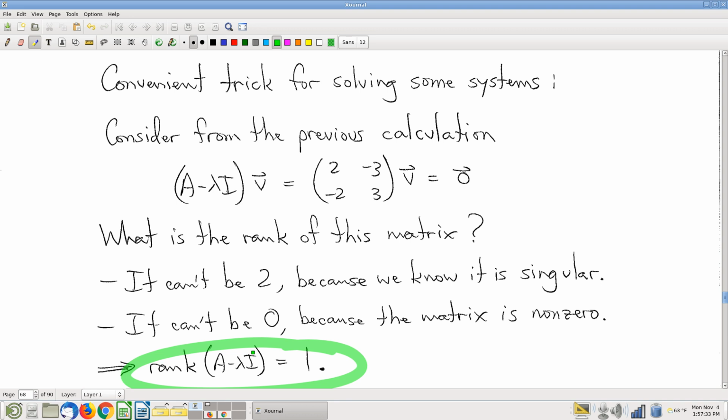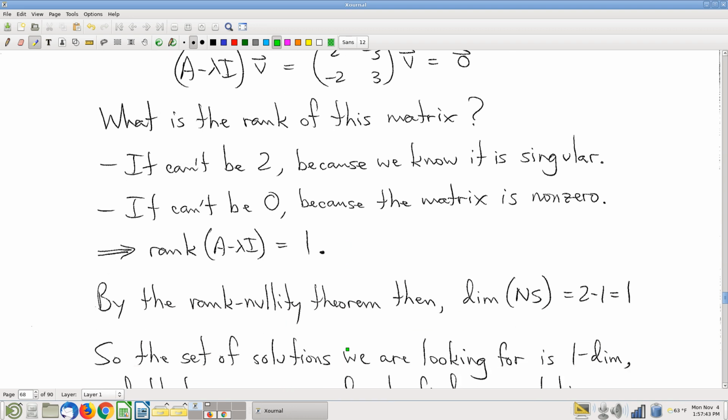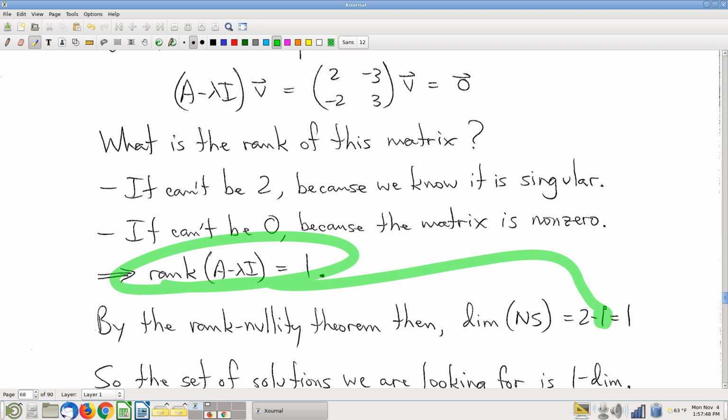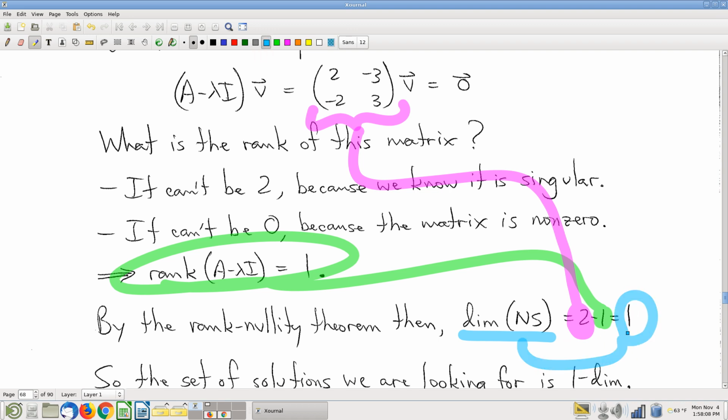Now again, who cares, right? We're looking for solutions, not abstract discussions of things that we're not immediately interested in. But bear with me. If the rank is 1, then I can compute the dimension of the null space. The dimension of the null space is n minus the dimension of the column space, aka the rank, and so the dimension of the null space is also 1. It's 2 minus 1.